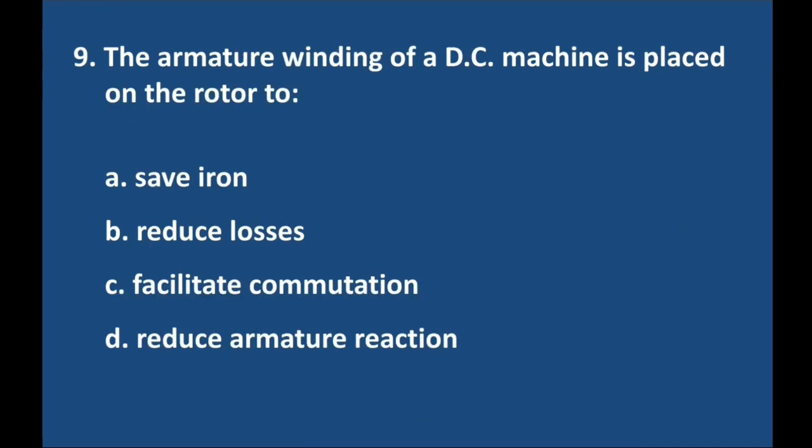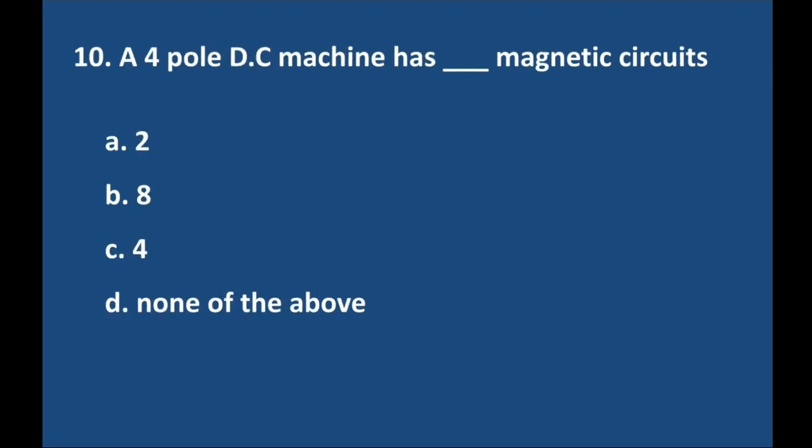Question number 9. The armature winding of a DC machine is placed on the rotor to. Answer is option C, facilitate commutation. Question number 10. A 4-pole DC machine has dash magnetic circuits. Answer is option C, 4.